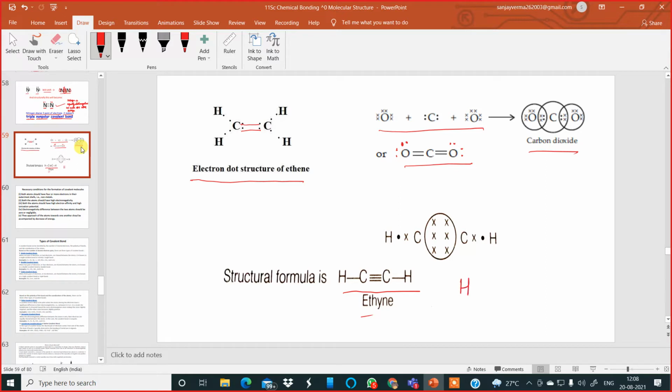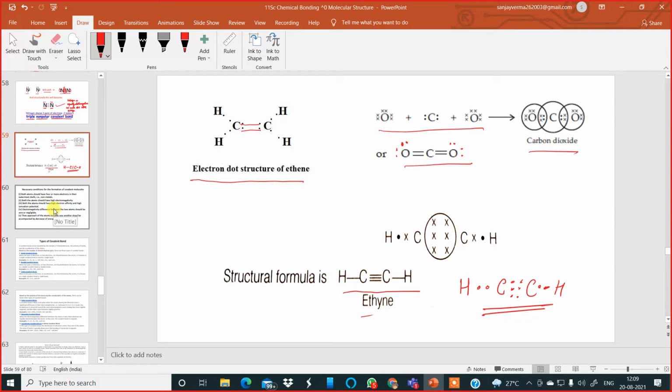I can do it this way also. Carbon, ethyne, carbon-carbon triple bond. Okay, this is the electron dot structure for ethyne. This is how these molecules are formed by mutual sharing of electrons. So these were some examples: a multiple bond, a double bond, a triple bond, or a single bond.